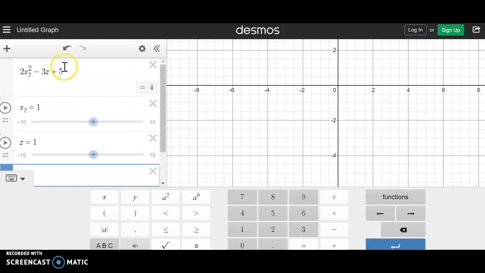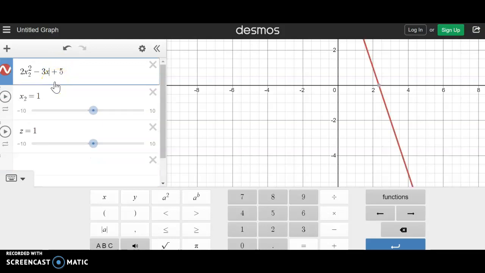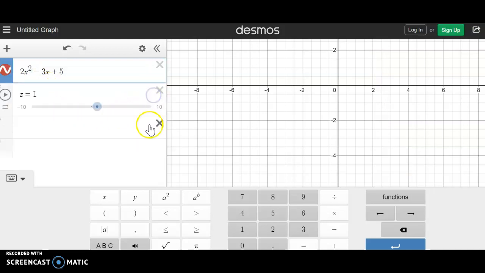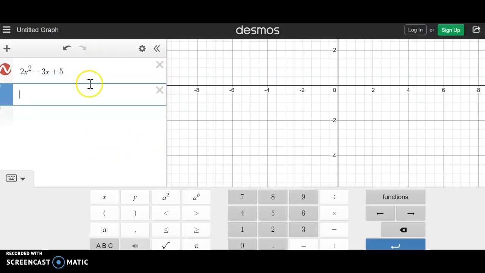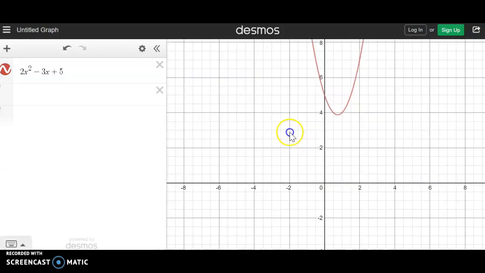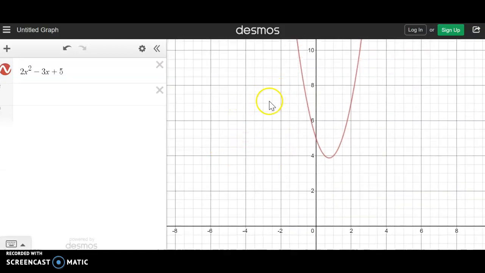Oops. And sometimes my keyboard just is not playing nice. Okay, so get rid of all of that. Push enter. 2x squared minus 3x plus 5. And I don't have it. Oh, there it is. Okay, so when I have, it was just 5 up.